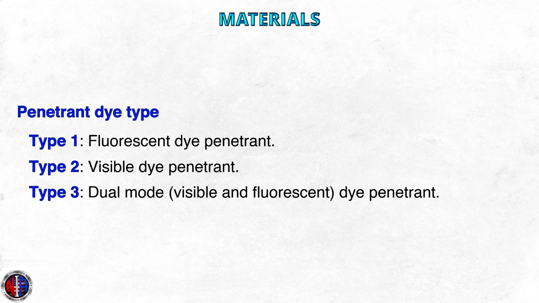Type 3 is dual mode, both visible and fluorescent. Dual mode liquid penetrant contains dye materials that are both reddish in color under white light and fluorescent under UV radiation. However, both the intense red visible color and fluorescent properties are reduced compared to the individual visible dye and individual fluorescent liquid penetrants.